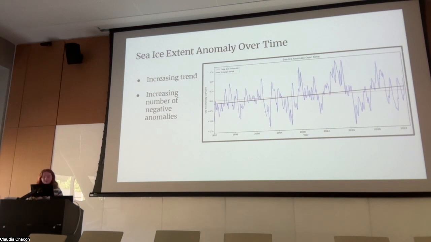Based on the black line, we can see that in the past 30 years, there has been an increasing trend in sea ice. However, recently there has been an increasing number of negative anomalies. If we were to remove the past 10 years from our data set, we'd get a steeper positive trend line. But if we were to focus on just the past 10 years, we'd get a slight negative one.